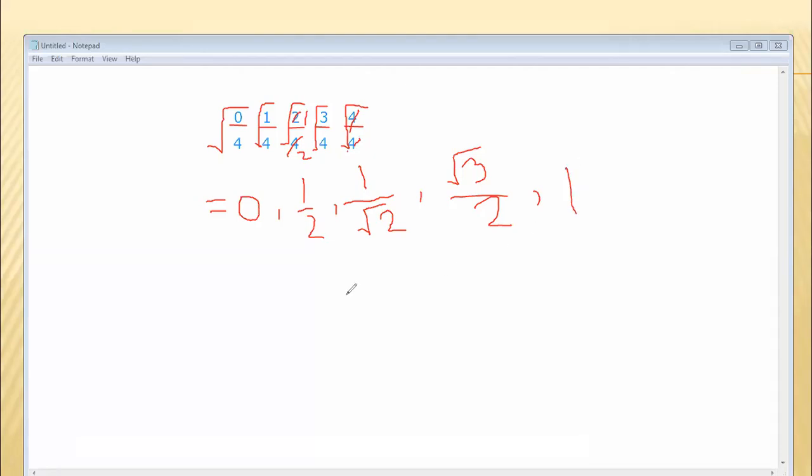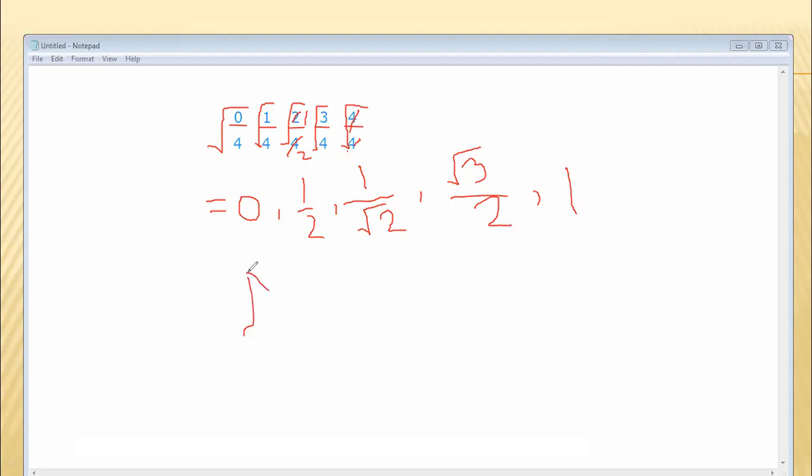Did you get what I did here? I have taken 4 numbers at first. 0, 1, 2, 3, 4, and I divided all numbers by 4. Then I have taken the square root of all, and after taking the square root, we get 0, 1 by 2 for second, 1 by root 2 for third, root 3 by 2 for fourth, 1 for fifth.